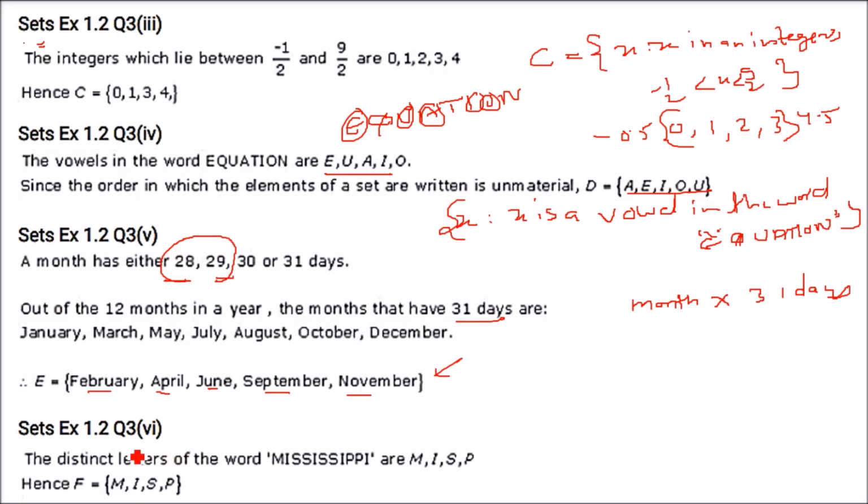Then X is a letter. The question is, X is a letter of the word Mississippi. This word. The question is, X is such that X is a letter of the word Mississippi. So in Mississippi, M is 1. So we write M. I is thrice, 1 or 4 times. So we write 1 I. S is 1, 2, 3, 4, again 4 times. And P is 2 times. So we write P. M, I, S, P. This is the one.